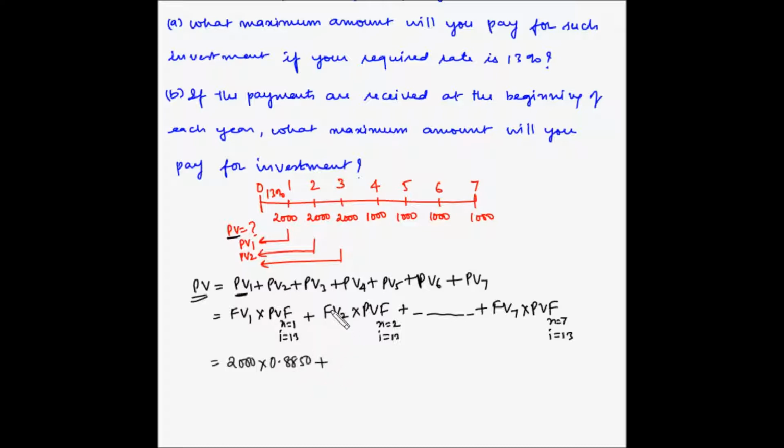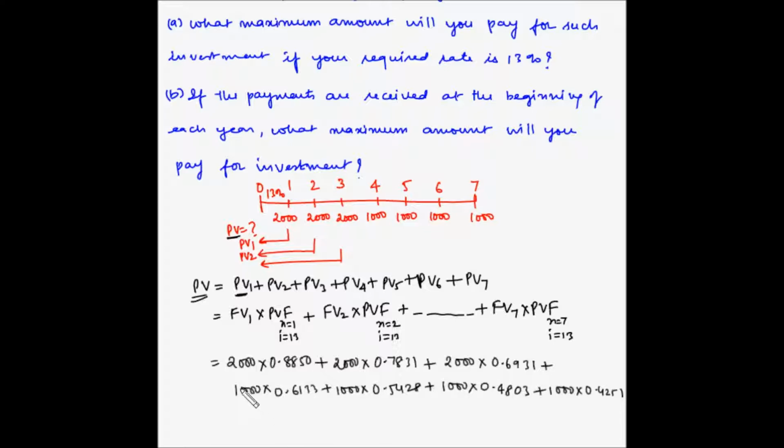For PV2 again, the FV2 value is 2000, and the present value factor for N is 2 and I is 13 comes out to 0.7831. So let me note down the remaining. So these are the values.